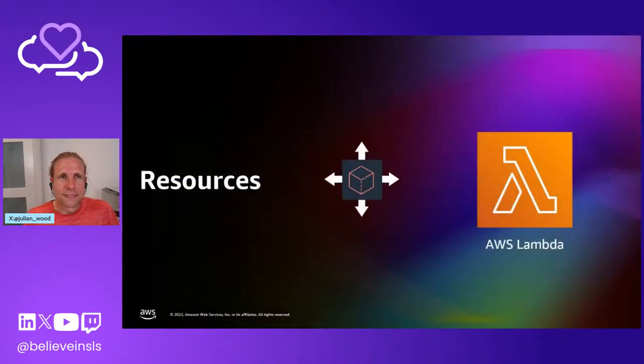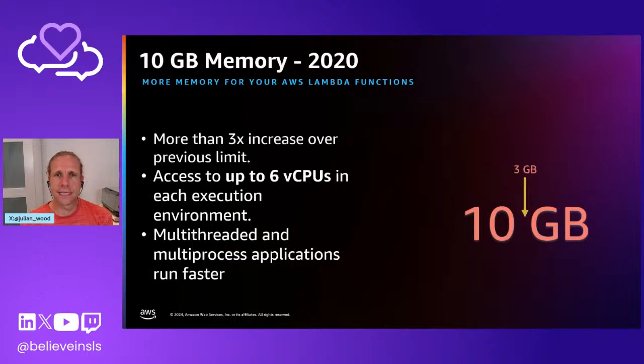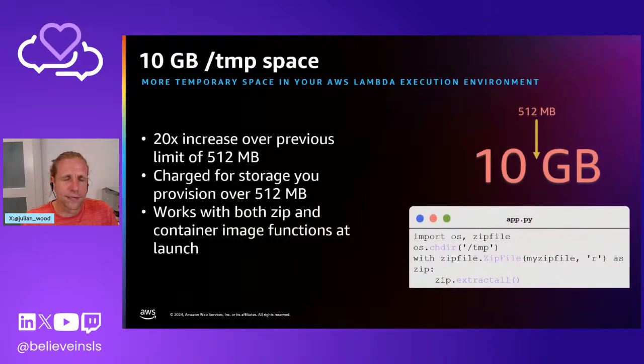So let's talk about Lambda and its resources. You can provision Lambda functions with up to 10 gig of storage per function instance, which is a 20-times increase over the previous limit of 512 meg. The temporary storage is free up until the 512 meg limit, and you're then charged for any storage you provision after that for the duration of your function invocation. So you've got the Lambda 10 gig temp space, which you get charged for above 512 meg, but that's now 10 gig of available temp space.